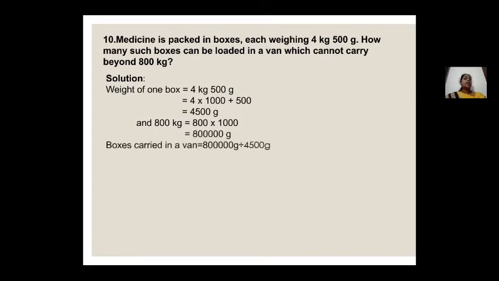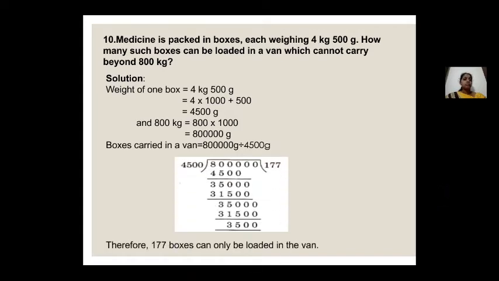How many boxes can be kept in a van? You need to divide here: 8 lakh grams divided by 4500 grams. Here 4500 ones are 4500. If you subtract, you get 3500, and you take down the 10. Then 4500 times 7 is 31,500. If you subtract, you get 3500, you take down the 0 again, and again 4500 times 7 is 31,500. So the remainder is 3500.